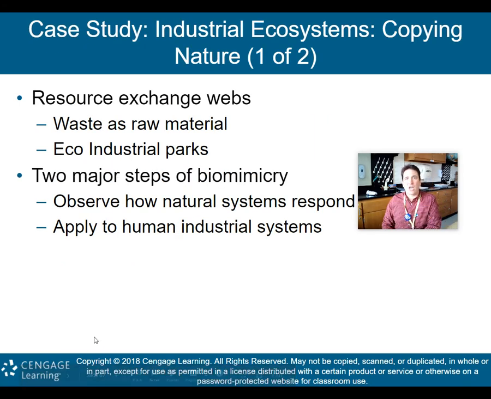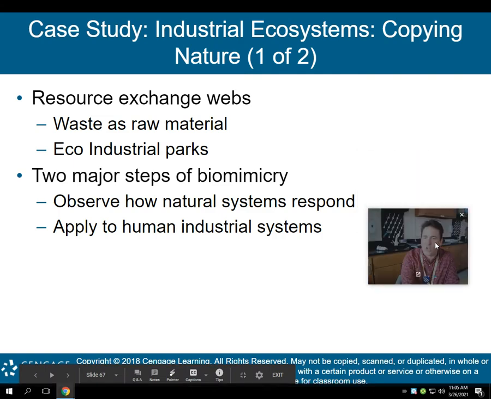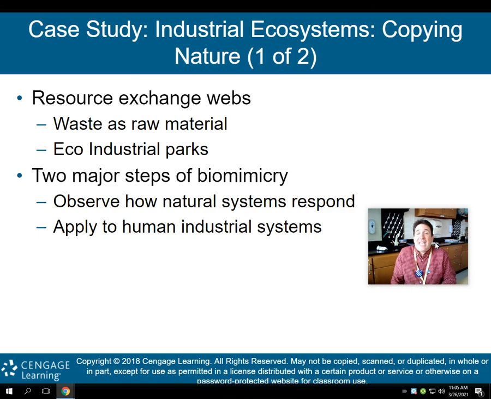And here we go. Industrial ecosystems, a case study, copying nature. This is where we need to head. All right, guys, we need to mimic nature. You know, we spoke about this in part 1, how nature really doesn't have any waste, right? Nature reuses everything, recycles everything, puts it back into the environment. It's only since we've showed up, human beings, that now we have all this waste we have to deal with. So we need to start mimicking nature a little more. Resource exchange webs, all right? Waste as raw materials. Again, these eco-industrial parks. We'll talk about that in just a second.